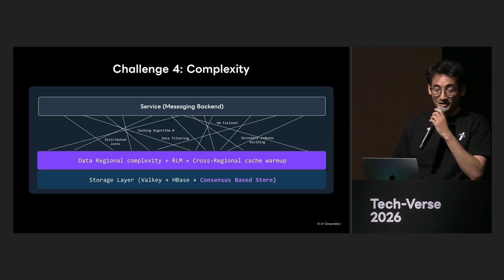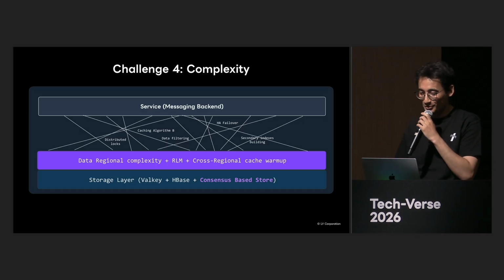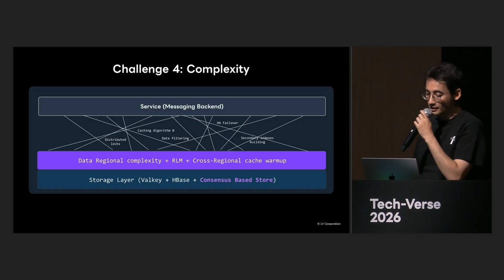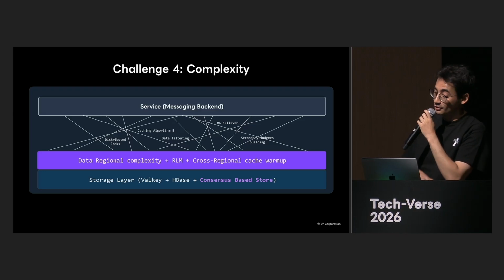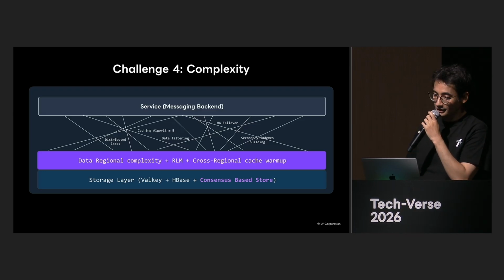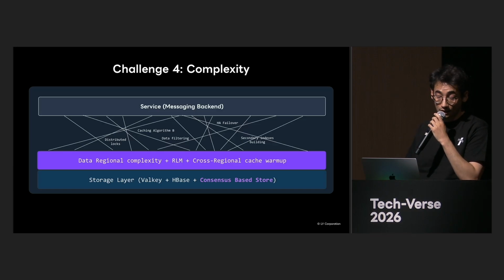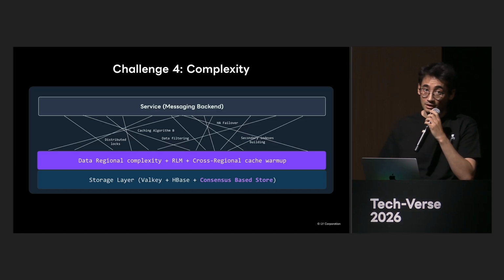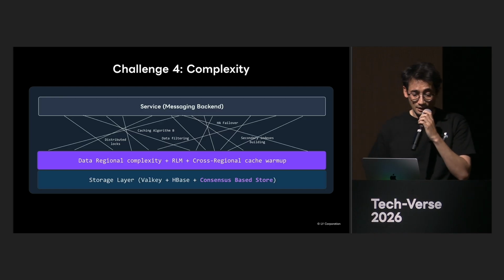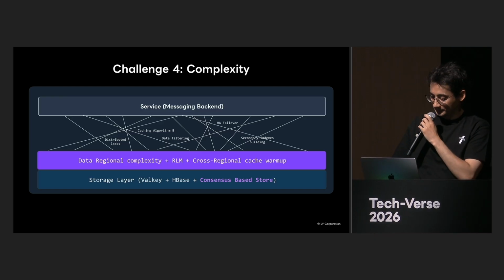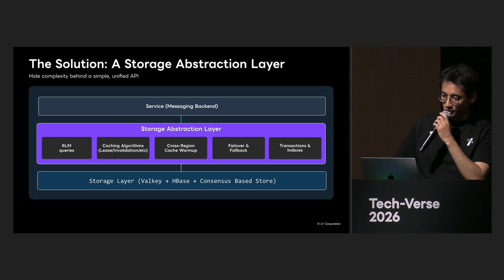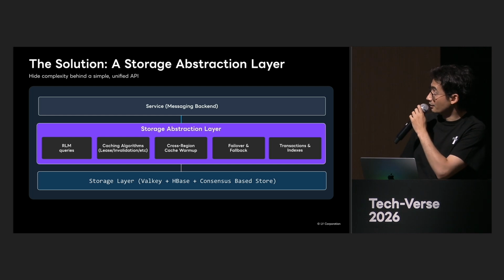Now, we are adding even more complexity: consensus-based storage, multi-data center routing, the region lookup manager, cross-region cache warm-up, and failover handling. Expecting every service team to implement all of this correctly, consistently, and without bugs is probably not realistic. And keep in mind that we have shown today just the high-level overview. So this is why we are building the storage abstraction layer.